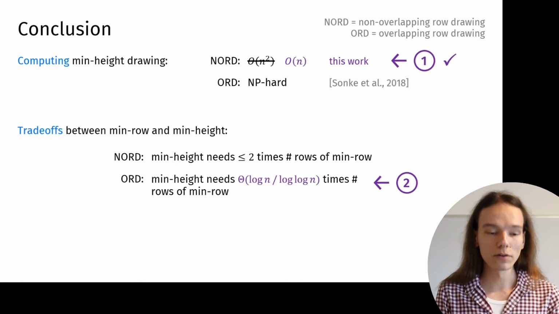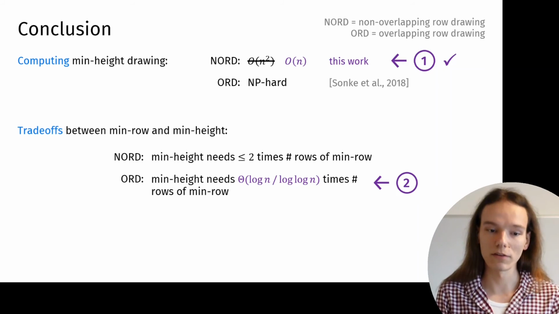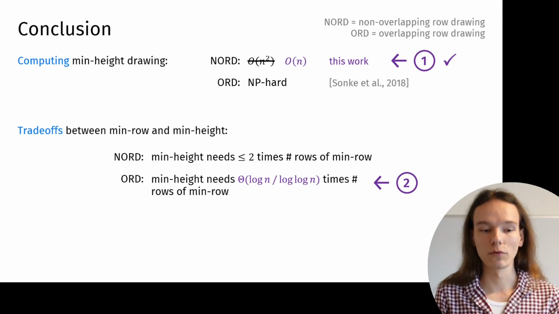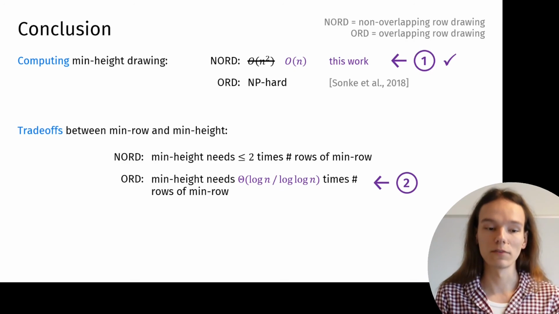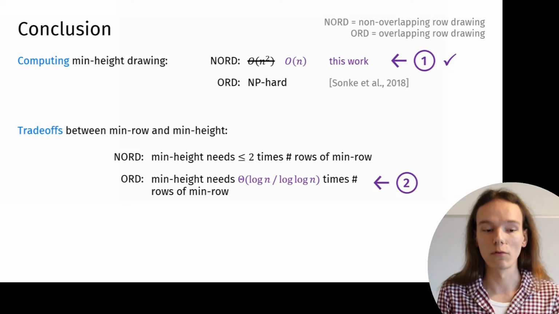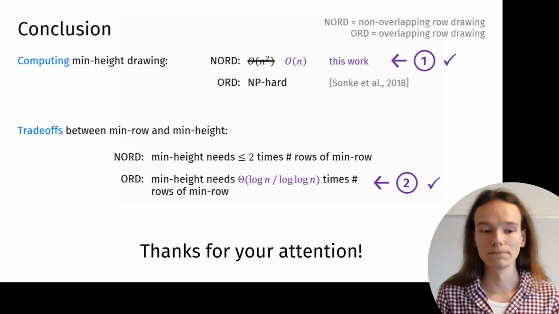Okay, so to conclude, for min-height drawings, I showed a constant time algorithm to compute non-overlapping drawings. And we also studied these trade-offs, and we have this, in my view, surprising log n over log log n bound for the number of rows a min-height drawing needs. Thank you.